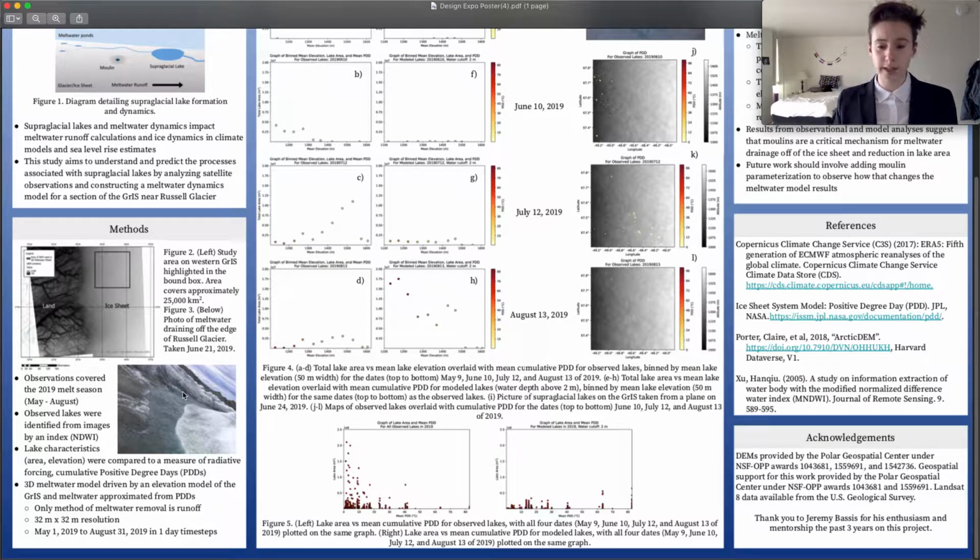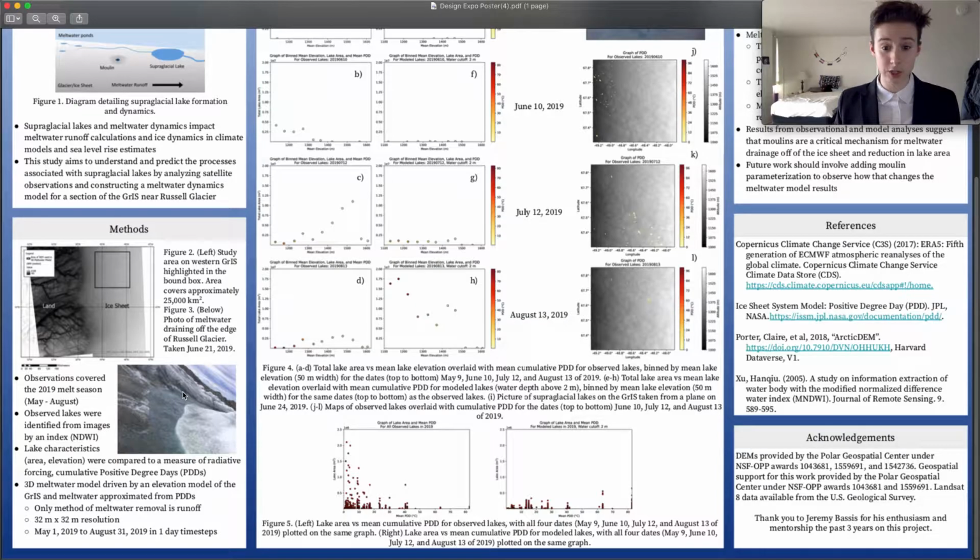The observational data set consisted of a set of 4 images from the 2019 melt season from which I identified lakes using an index. These images came from May 9th, June 10th, July 12th, and August 13th. For the meltwater model, I set the only mechanism for the meltwater removal to be runoff, so there's no functionality for moulins encoded in the model.